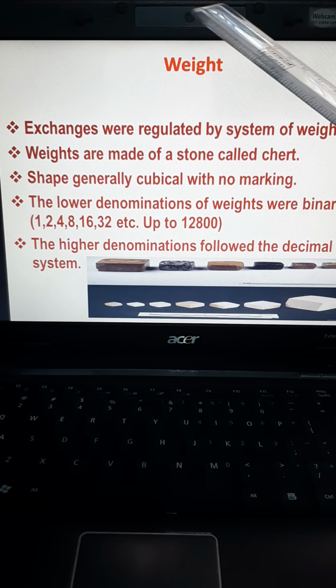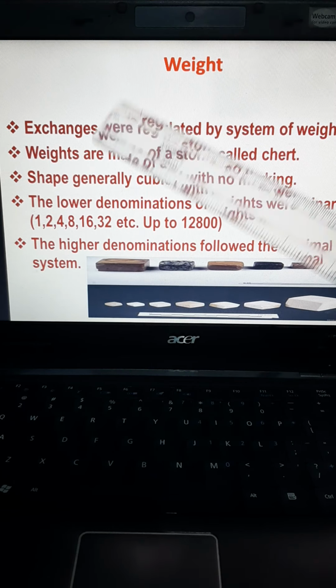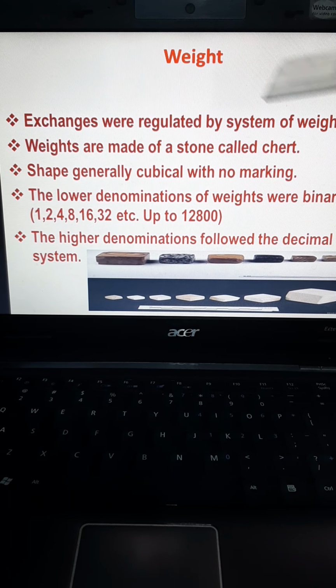Next one is our weight. So what is weight? Exchanges were regulated by a system of weights. If I am doing any exchange, that means I used to do it with the system of weights.